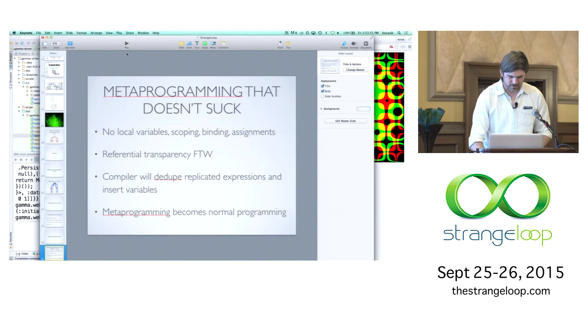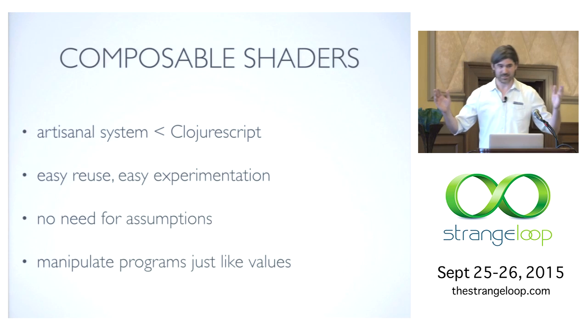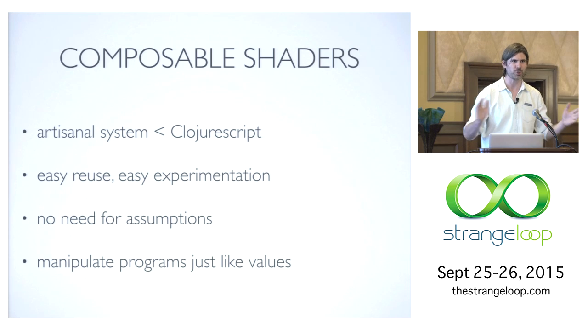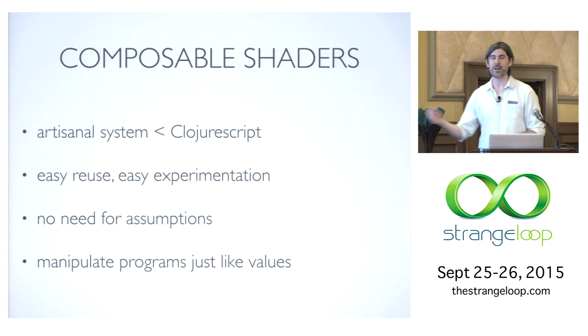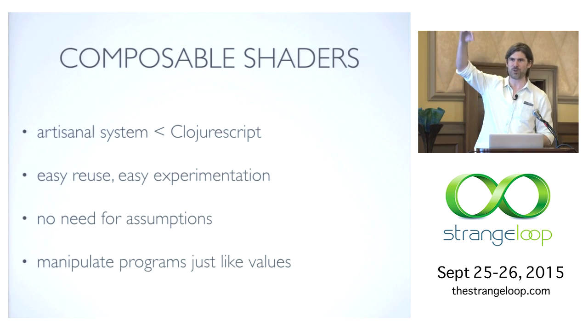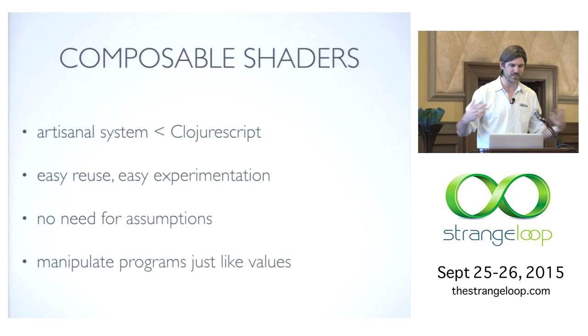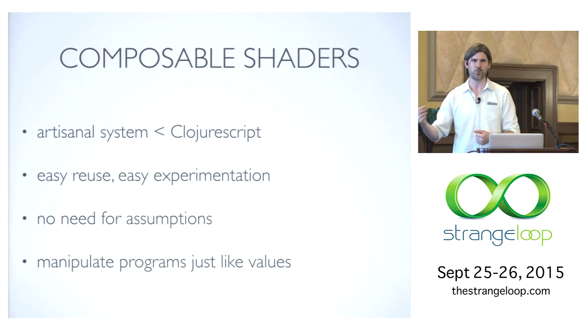All right, so where have we landed here? Instead of an artisanal system, our method of composition and abstraction is called ClojureScript. It's pretty good. You should check it out. We can easily define reusable bits of logic and stack them together to explore the design space. We don't need to make assumptions because we can just put parameters in at the top and let them flow through the system. And from a programmer ergonomics point of view and a reasoning point of view, we're manipulating programs as if we're just manipulating values. It really is quite simple, intuitive, and easy.